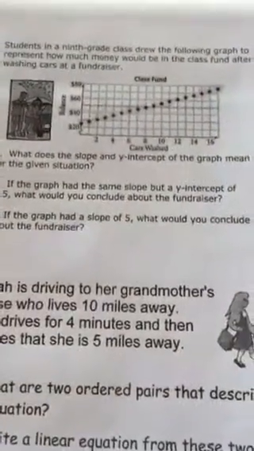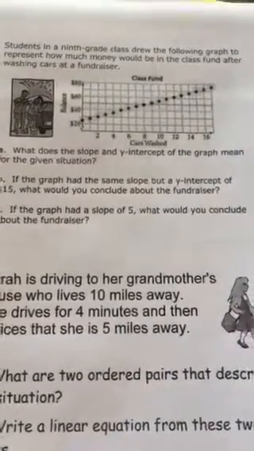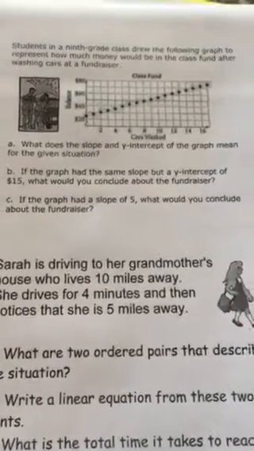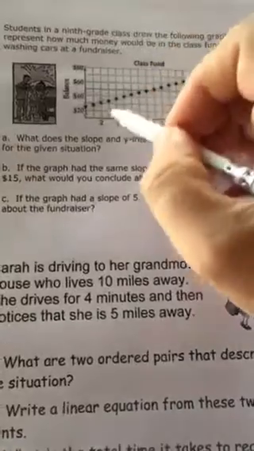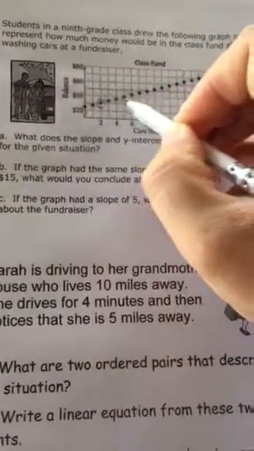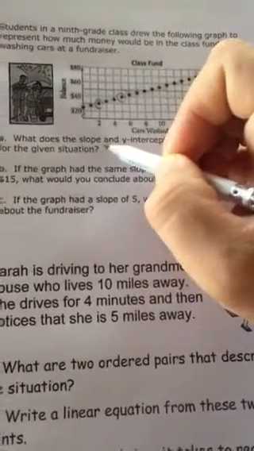On the next graph, it says students in a 9th grade class drew the following graph to represent how much money would be in the class fund after washing cars at a fundraiser. What does the slope and y-intercept of the graph mean for the given situation? So for the slope, I can see, let's see, it goes through that point right there. So I'm just going to pick 2 points where I can see it goes through exactly. So I'm going to pick those 2 points.